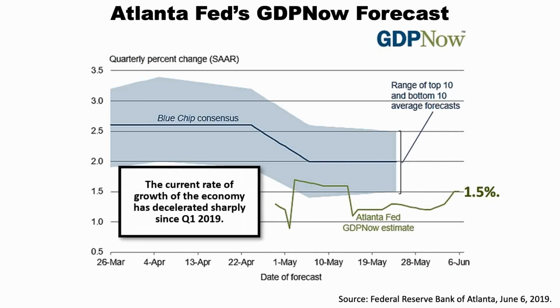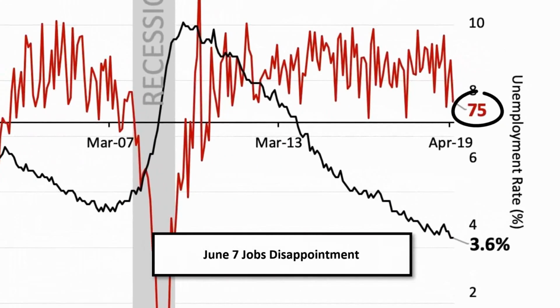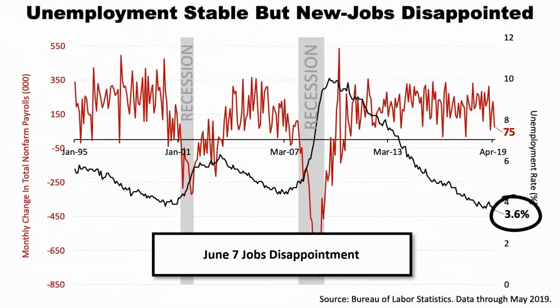The Atlanta Federal Reserve's real-time model for forecasting the current rate of growth of the economy plunged. From a 3.1% growth rate in the first quarter of 2019, the GDP Now forecast for the second quarter was just 1.5% as of June 6th, a sharp deceleration in growth. Then, on June 7th, the Labor Department said the economy added 75,000 new jobs, less than half the 180,000 expected, though unemployment in May remained at a low last seen in December 1969.